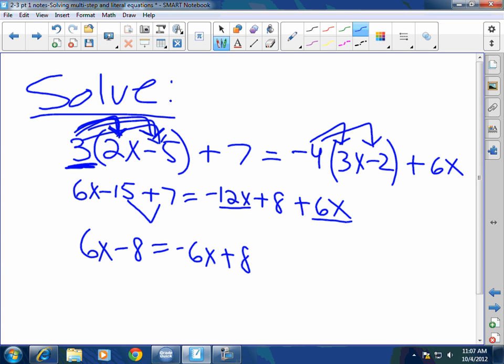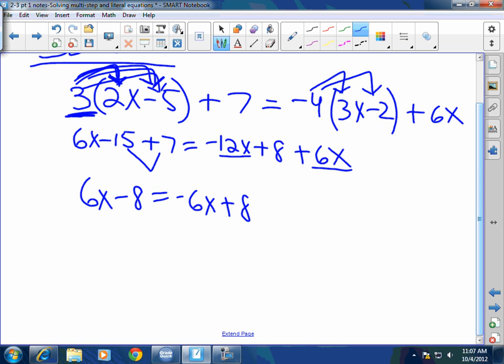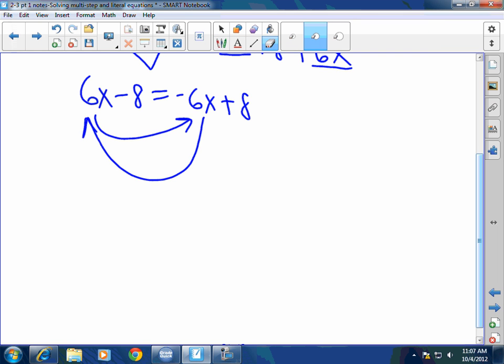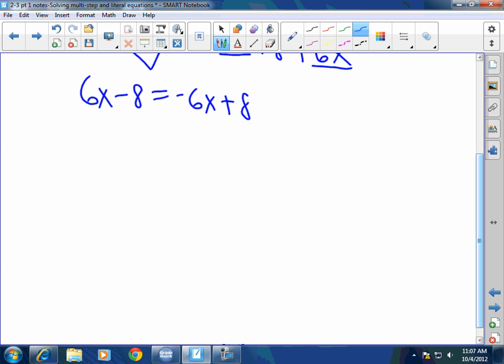Okay. Now, what's the next step? Move all the variables to one side. Thank you, sir. Now, this is where you have a choice. I can move the positive 6x over there, or I can move this negative 6x over there. I really don't care. I like to work with positive x's, but that's me. It doesn't mean that you have to do it that way. But what you do have to do is combine them. So, guys, what would you like to do?